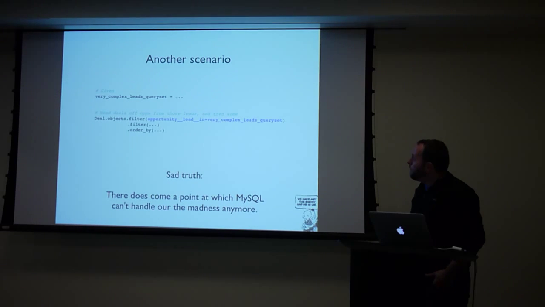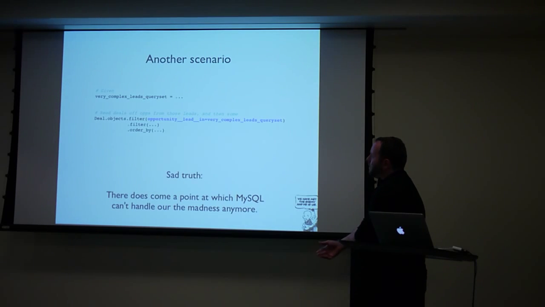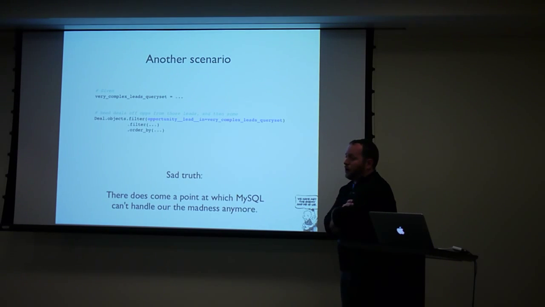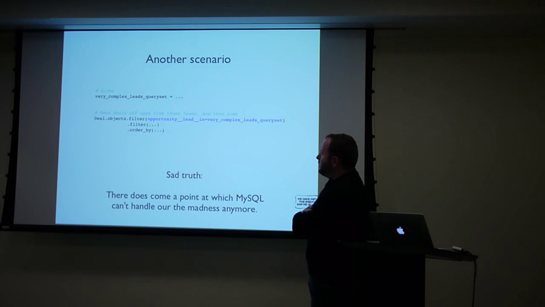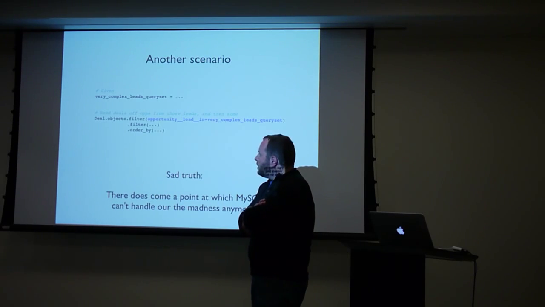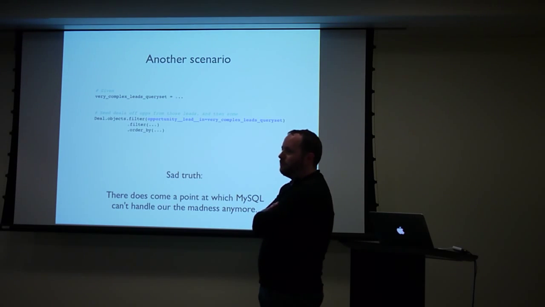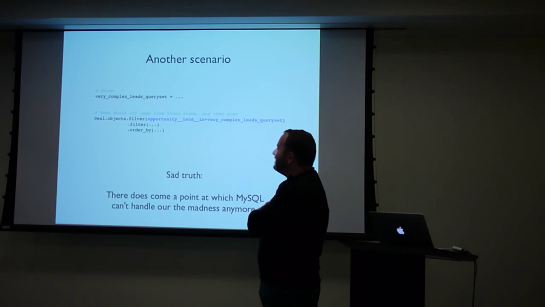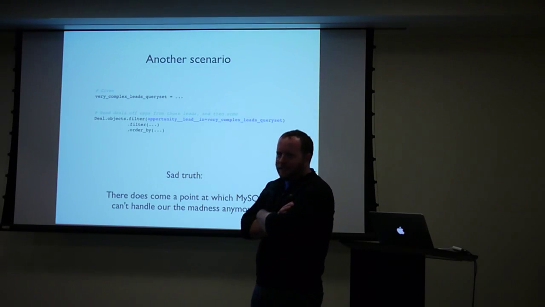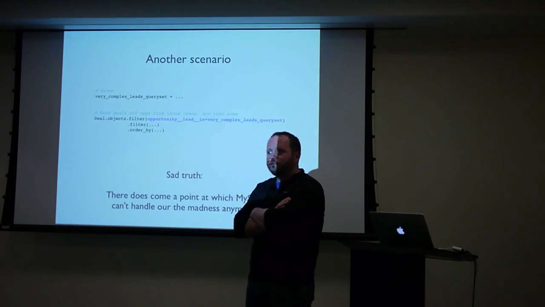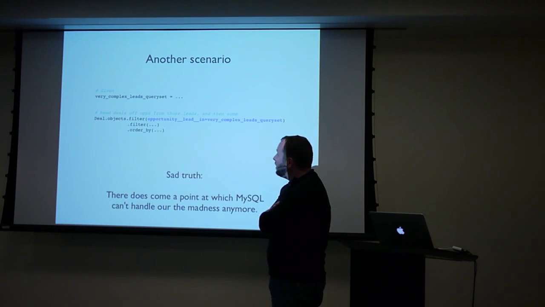So another scenario, and this is something that I ran into at InsightSquared, and this took a lot of time to figure out what to do. But suppose we have a very complex query set. And by very complex, I mean it's got multiple joins, multiple where clauses, maybe a group by, and let's assume that this is as optimized as far as it can go. So there's nothing we can do inside there.